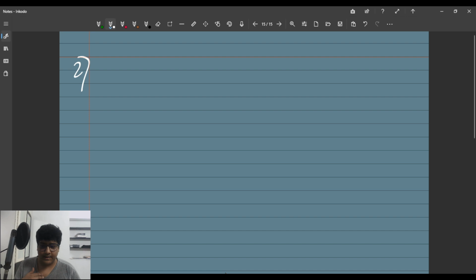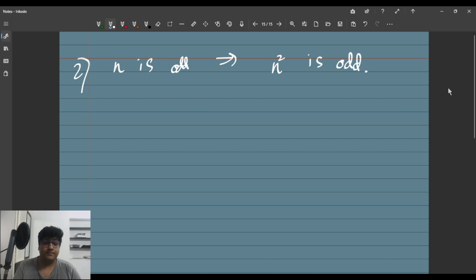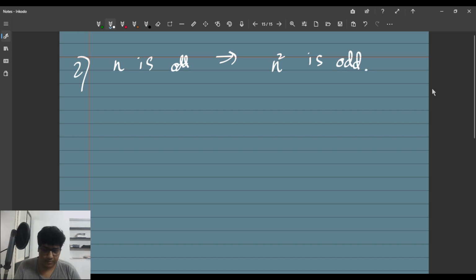So the second statement at hand is, if n is odd, I am not writing if, so I'll write implies, n square is odd, right? This is something I have to prove or disprove. So I hope you have thought about this already after pausing. And now let us see. So if n is odd, take any odd number and square it. Well, it seems like it should be odd because odd times odd is odd, right? So that's one way of proving it.